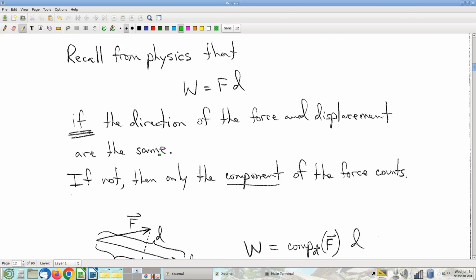Foreshadowing for when we get into chapter 15 stuff in the future. So, an old high school physics formula. And if you haven't had high school physics, no problem. Don't worry about it. Not going to assume it. There is this thing called work.